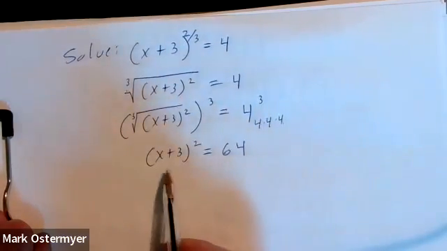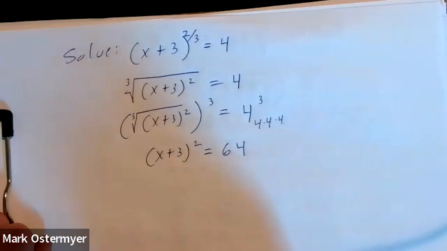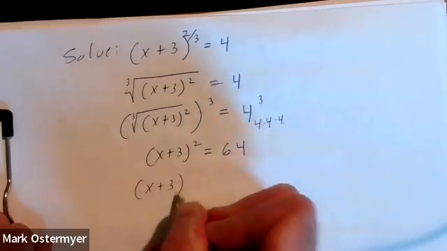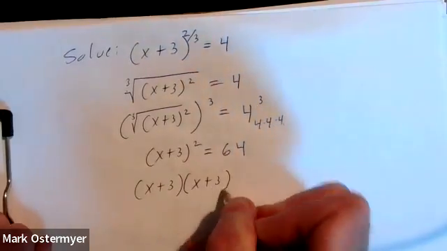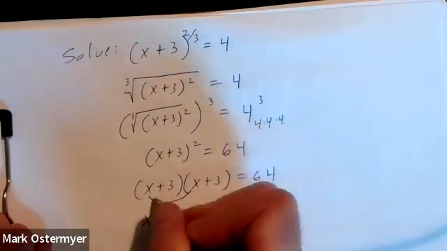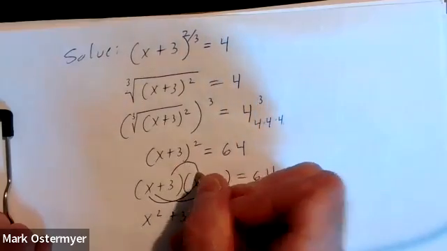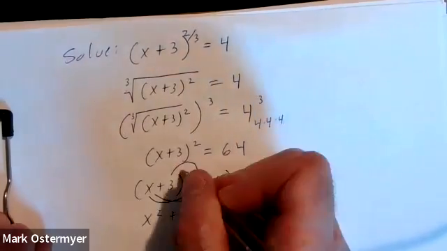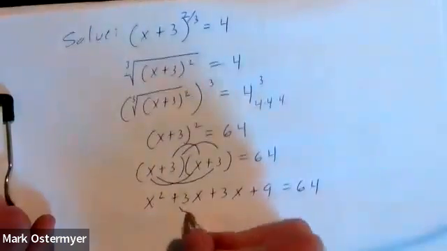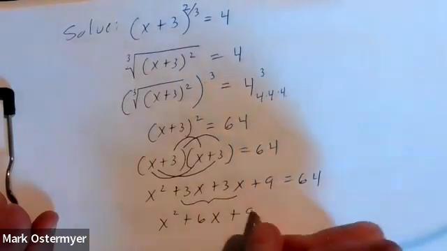All right, now we need to solve this quadratic equation here. And we could FOIL out the left side here, x plus 3 times x plus 3. So x times x is x squared. x times 3 is plus 3x. Multiplying the inner terms together, 3 times x is plus another 3x. And 3 times 3 is plus 9. Combining the like terms in the middle, we get x squared plus 6x plus 9 equals 64.